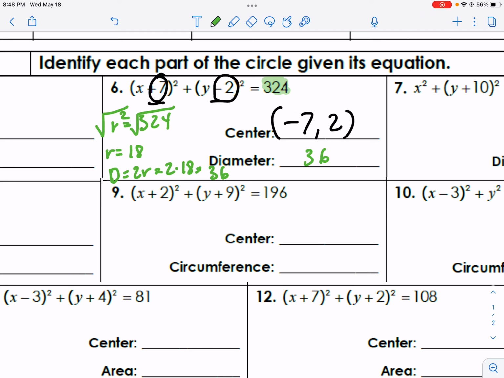Alright, number 9, finding the center, then the circumference. Go ahead and find the center. I think you can do that pretty quick. Go ahead and do that and click continue, or click and pause it, do it, and then click play when you're done. Alright, for the center, I look at the h and k values. Here's h and here's k. Go ahead and write down your h and k value, please. That is correct. That is -2 and -9.